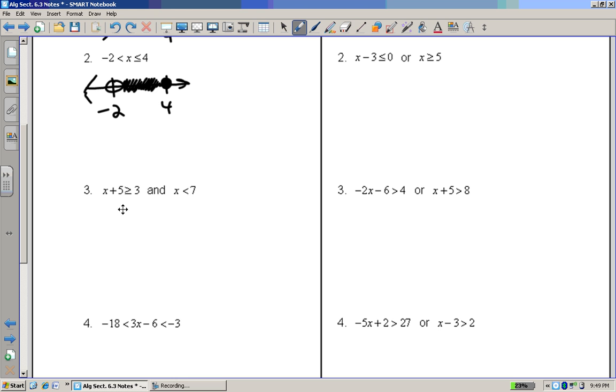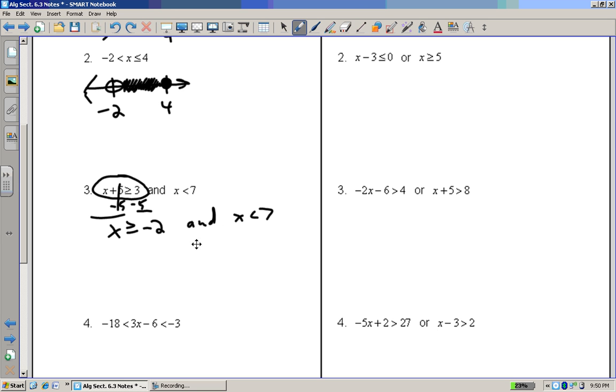Number 3, now you'll notice that we don't have it sandwiched like we do here. We're going to have to solve this part first. So we're going to subtract 5 from both sides. If x is greater than or equal to -2, and x is less than 7.